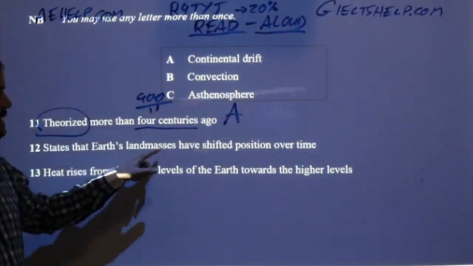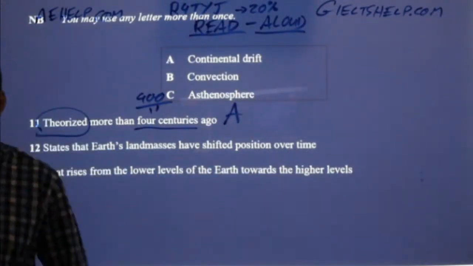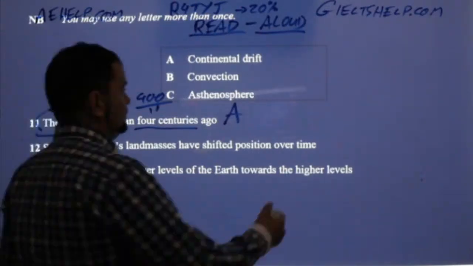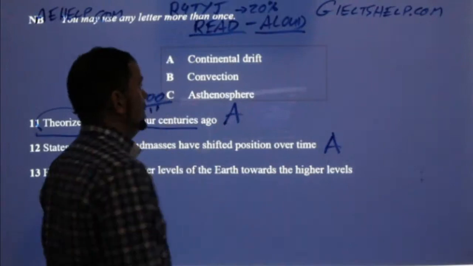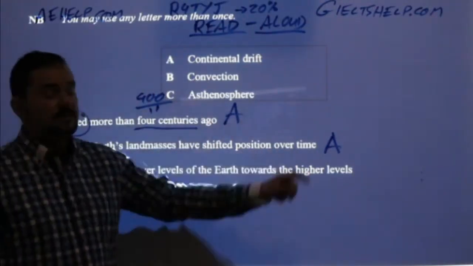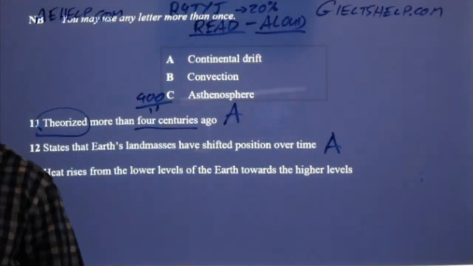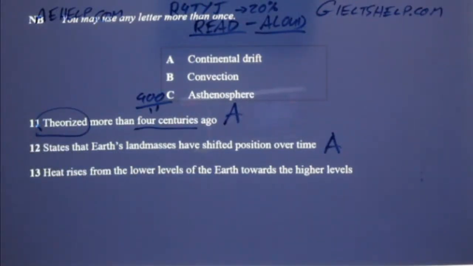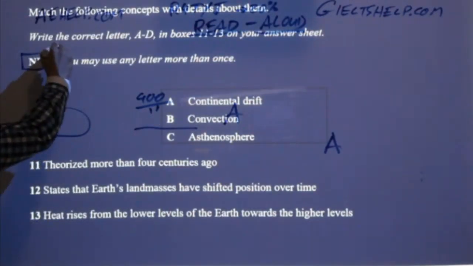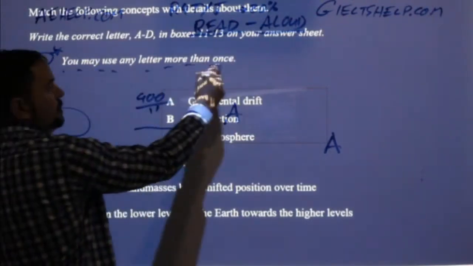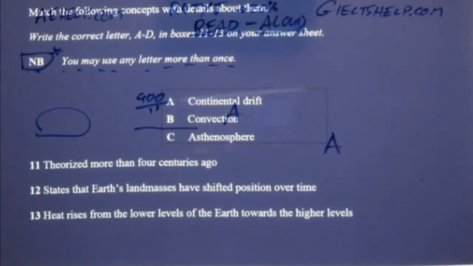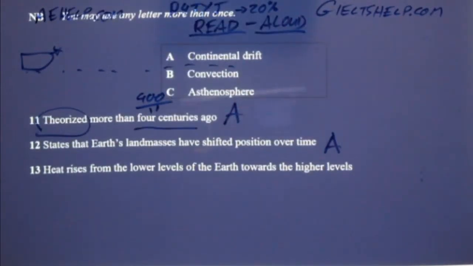States that the Earth's land masses have shifted over time. What's that one? Number 12. It's A. Okay. Continental drift is the theory that states that the Earth's land masses have shifted over time. So it's A. Okay. Pay attention to this one. Note, by the way, you may use any letter more than once. Okay? All right. So, continental drift, continental drift.